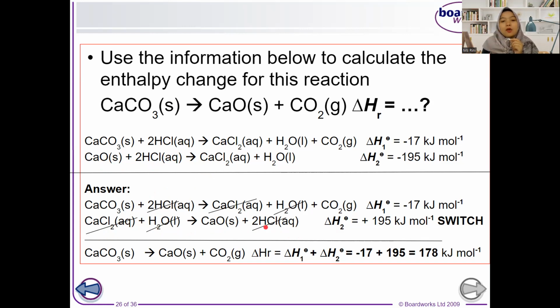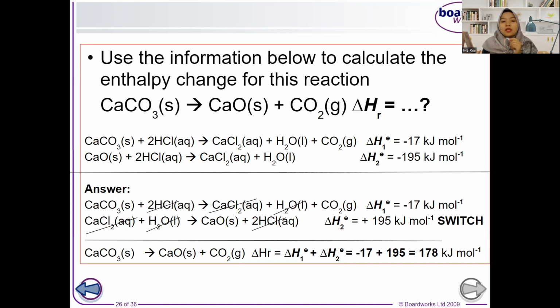And the second step, we have to make sure the coefficient is the same. But luckily, the coefficient is the same now. But if the coefficient is not the same, you have to make it the same, you can multiply the reaction or you can divide the reaction.